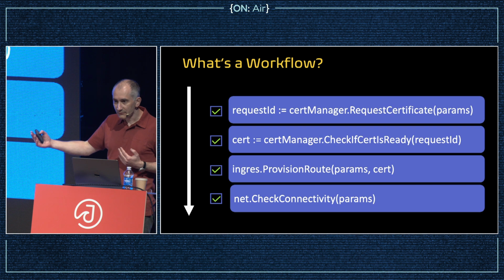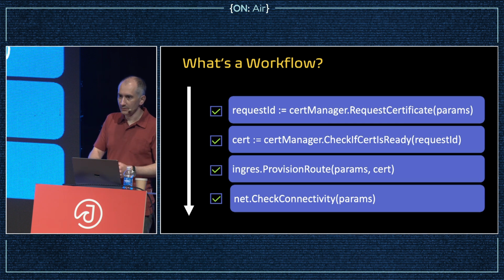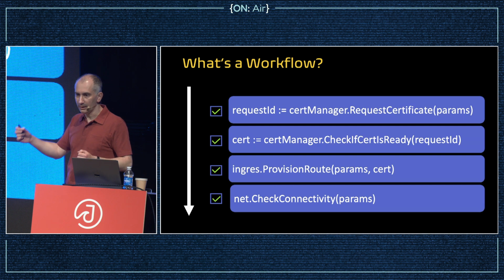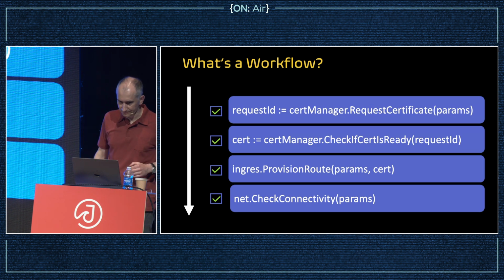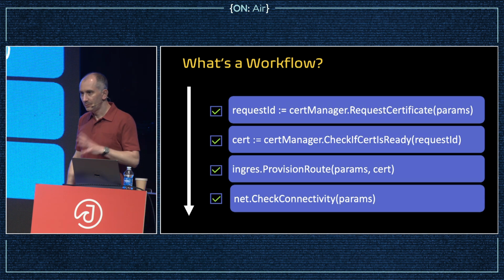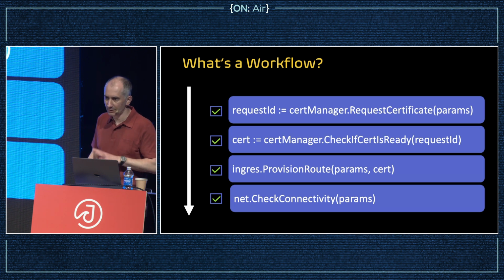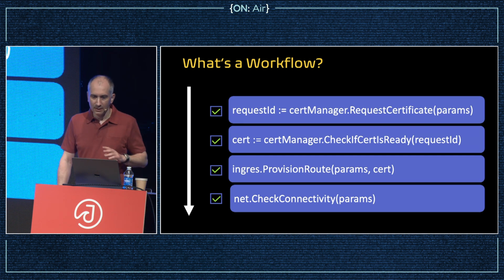So shown here is the certificate part. We request a certificate, then we wait and we call, is the certificate ready? When it's ready, okay, provision routes in ingress with that certificate, and then check, is it ready? Can I connect to it? This is a small subset. People tend to go there, and oftentimes they write their own implementation, some kind of workflow engine, and that's pretty much always a mistake.